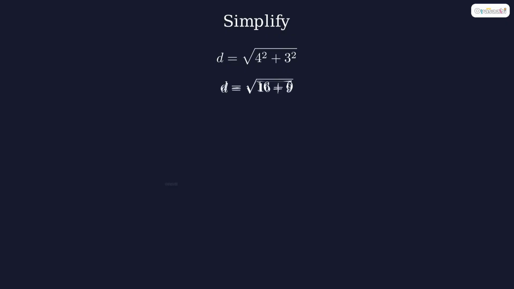Four squared is 16, 3 squared is 9. Add them. 16 plus 9 equals 25. The square root of 25 is 5. The distance is 5 units.